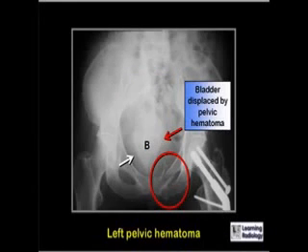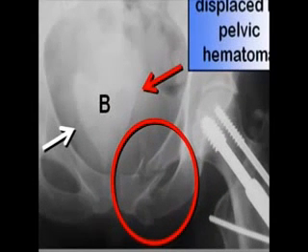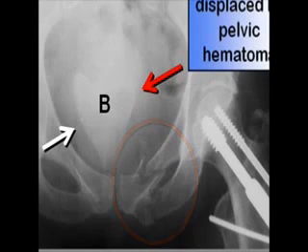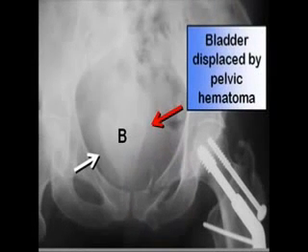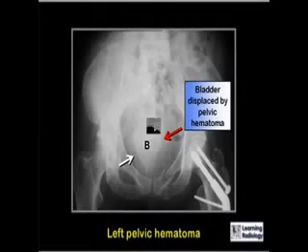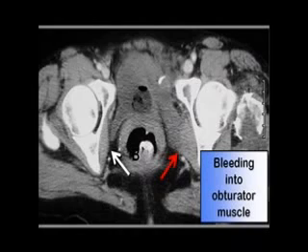The red circle is pointing to comminuted fractures of the left superior and inferior pubic rami. Associated with those fractures is a pelvic hematoma, which is recognized on this image by displacement of the urinary bladder, the B, by the large pelvic hematoma. The obturator fat plane is also obliterated. And here is a CT scan which shows the red arrow, enlargement of the obturator muscle due to edema and bleeding. The normal obturator muscle is shown on the right side.